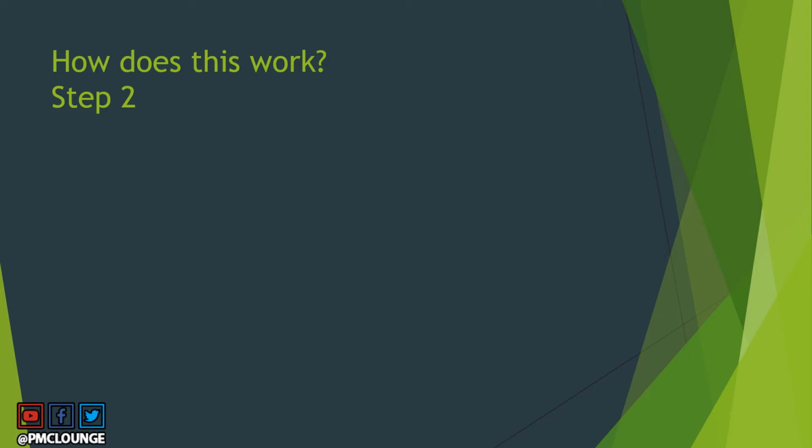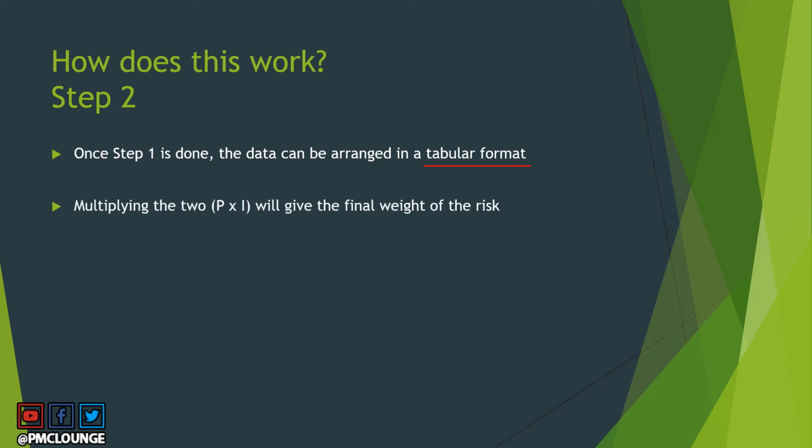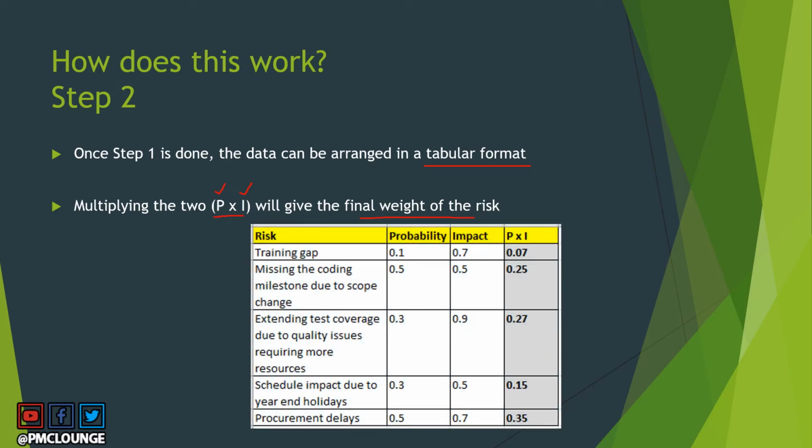How does this work? Step number two, once you're done with step one, the data can be arranged in a tabular format, and I'll show you the table on this slide. Now, multiplying the two, remember in step one, you gave the values of probability and impact for every single risk. So you need to multiply probability and impact, which will give you the final weight of every risk. So this is how the tabular format is going to look like.